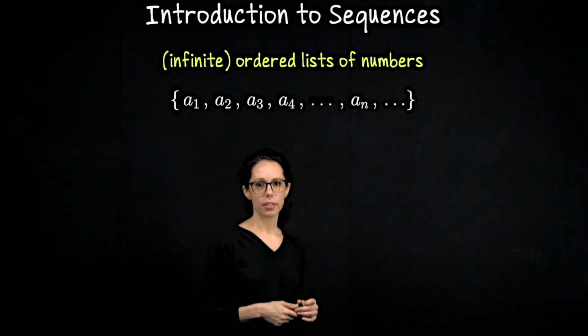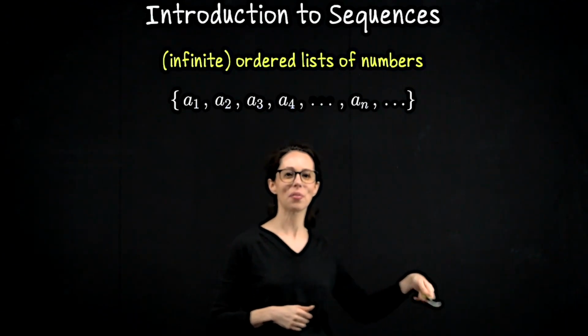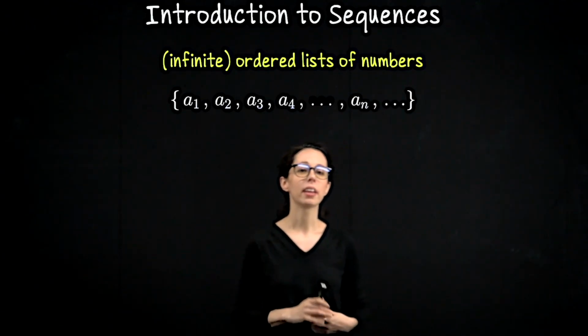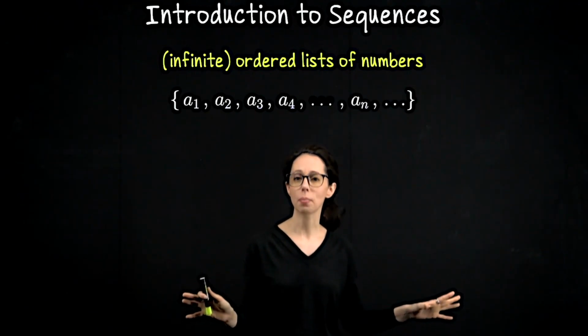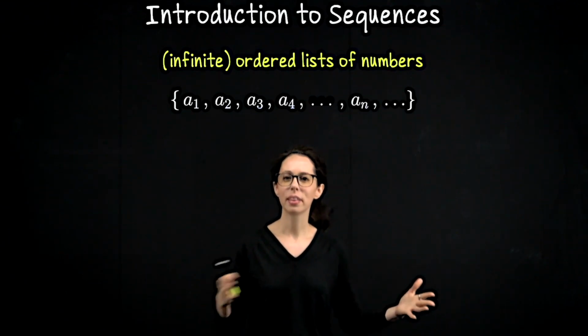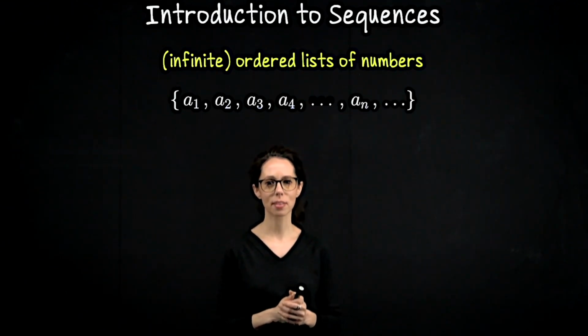The order matters. So the sequence that starts 1, 2, 3, 4, 5, et cetera, is different from the sequence that starts 2, 1, 3, 4, 5. Even if all the numbers are the same, the order is different. So it's a different sequence.